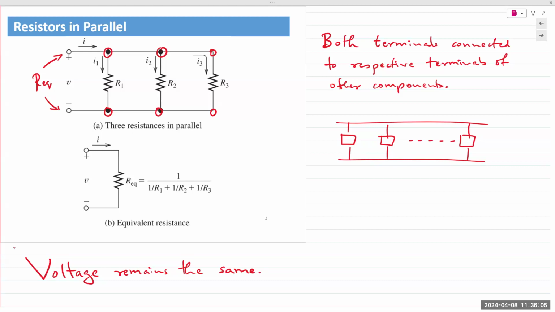And because it's the exact same node, if you measure the voltage across those two nodes, the difference in potential between the two nodes will remain the same. So voltage for every component is always the same. And Req for this circuit is given by the reciprocal of the sum of all the reciprocals in the circuit. So Req is 1 over R1 plus 1 over R2 plus 1 over R3.